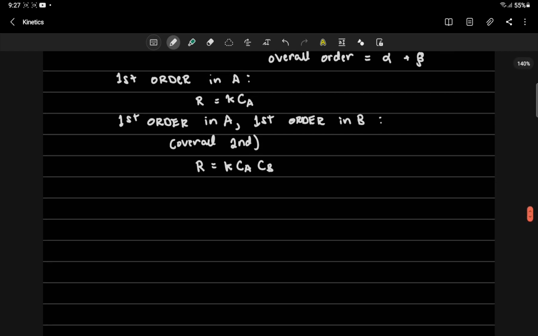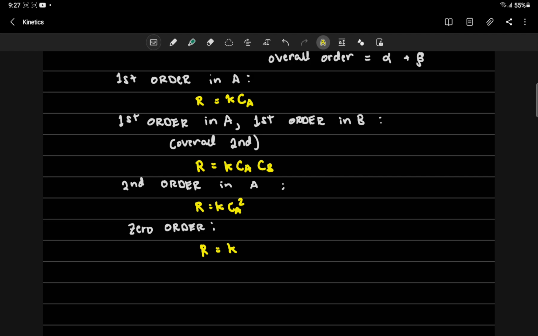What if we only have a case wherein it's just second order in A alone? So if that's the case, then the rate law expression will be R equals K CA squared. And finally, if we have a zero order reaction, then that means R is just equal to the rate constant.